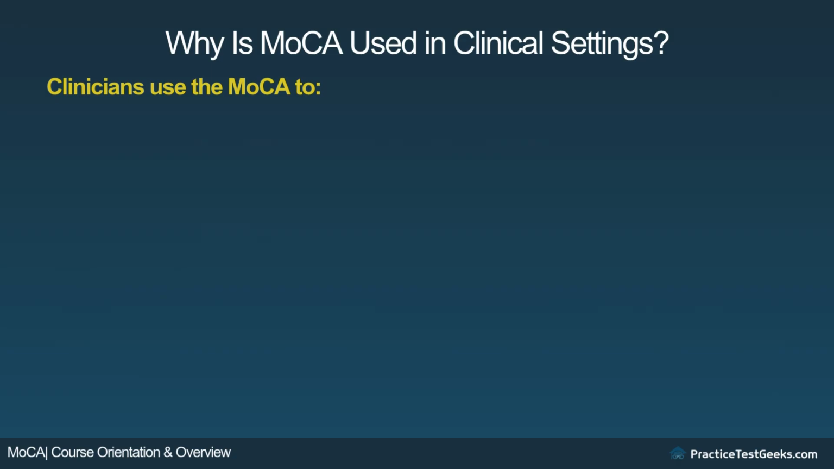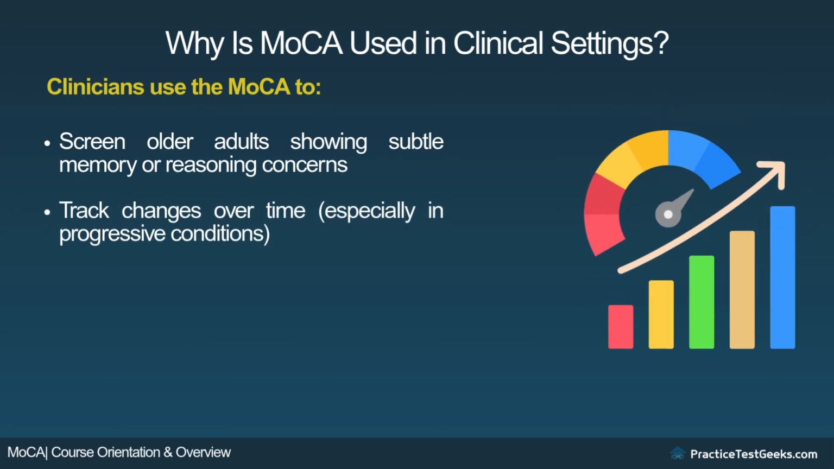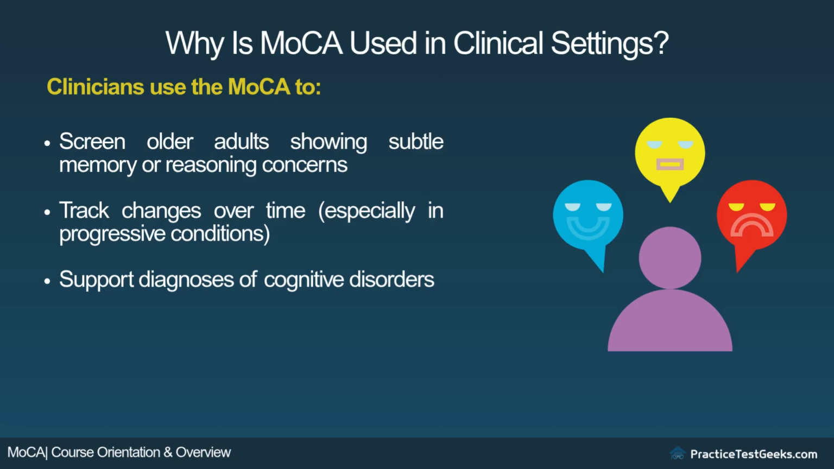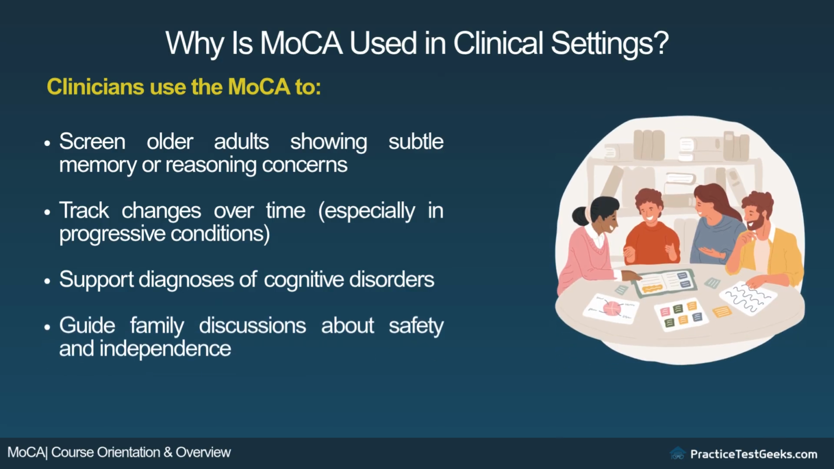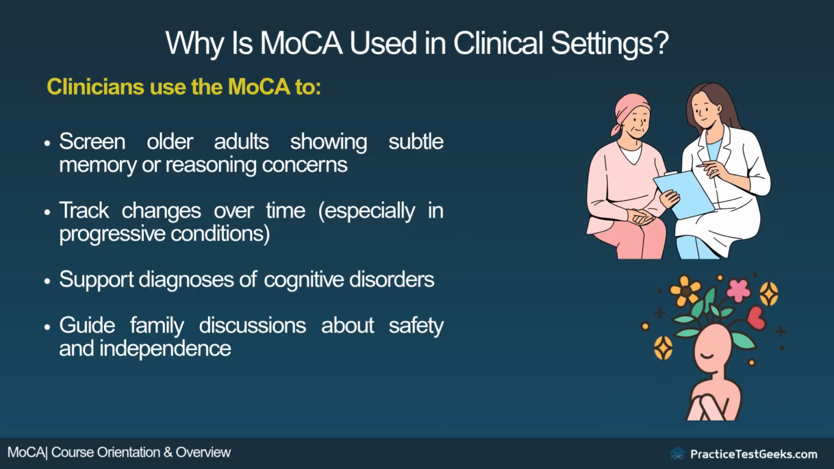Clinicians use the MoCA to screen older adults showing subtle memory or reasoning concerns, track changes over time, especially in progressive conditions, support diagnoses of cognitive disorders, and guide family discussions about safety and independence. So if you're preparing for the MoCA, know that it plays a critical role in clinical decisions that affect patients' lives, care plans, and long-term well-being.